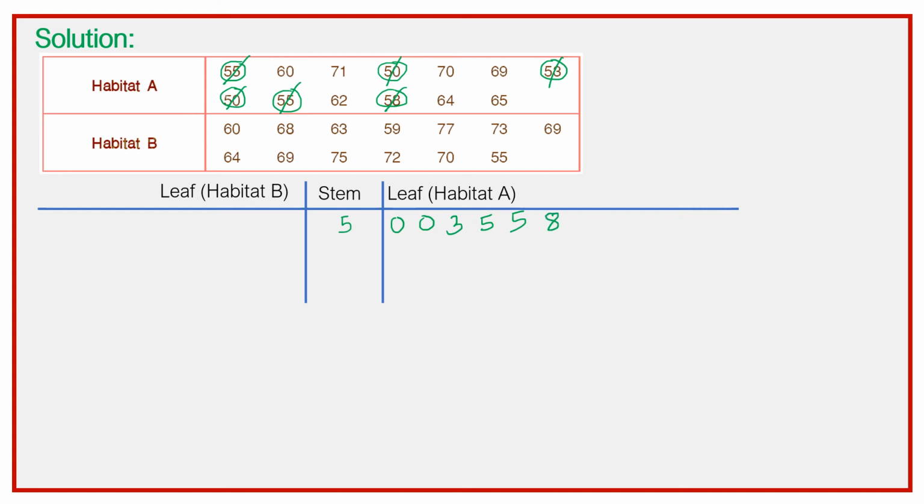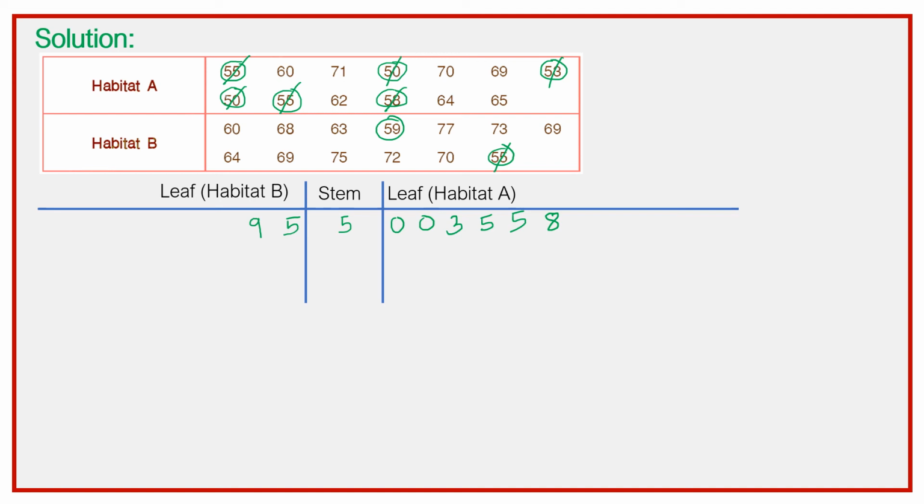Okay, we go for habitat B. We have got 55 and 59. So we have 5 and 9. Okay, we move on to habitat A.